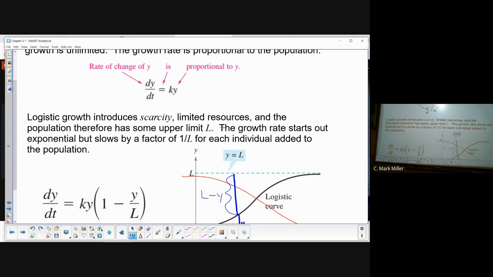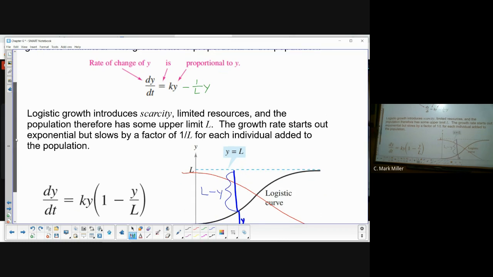And so, if you subtract 1 over L times whatever the population is, that, right? If you subtract that, you can then factor.